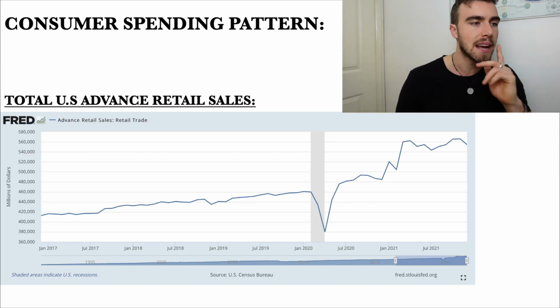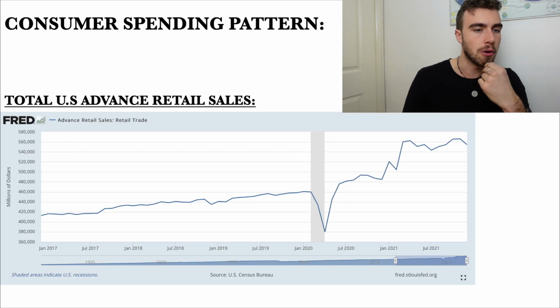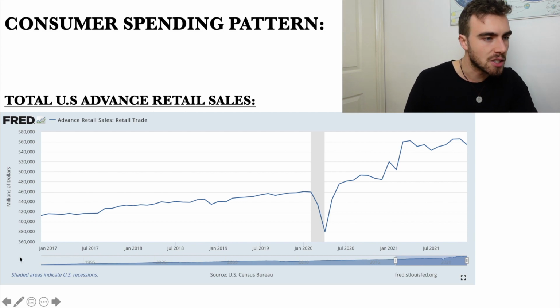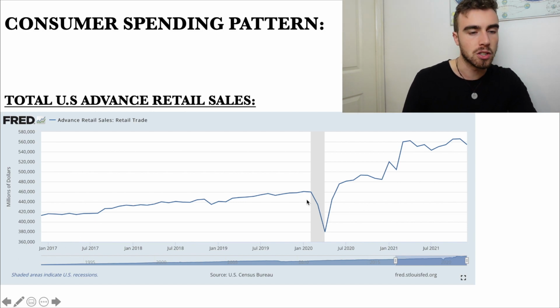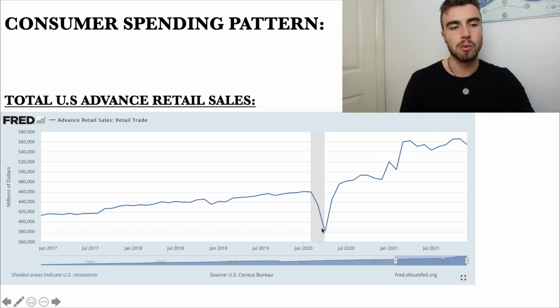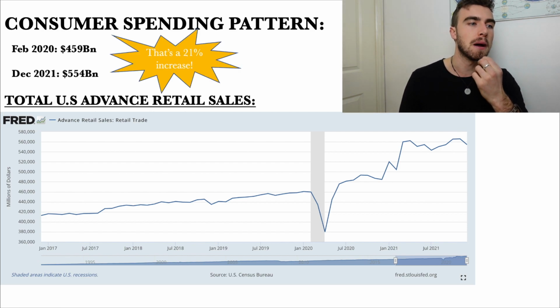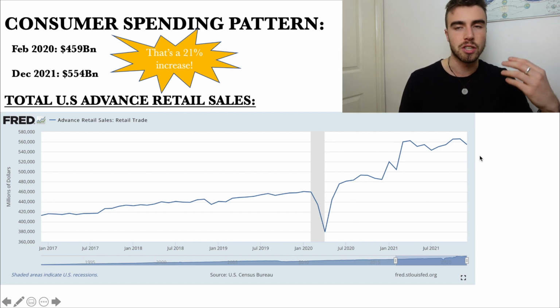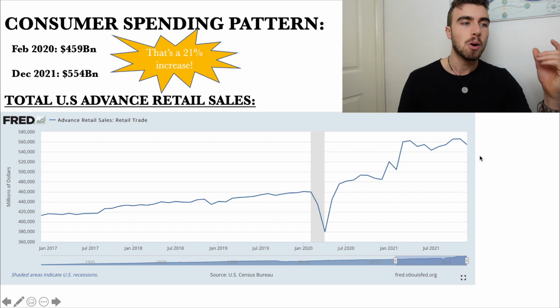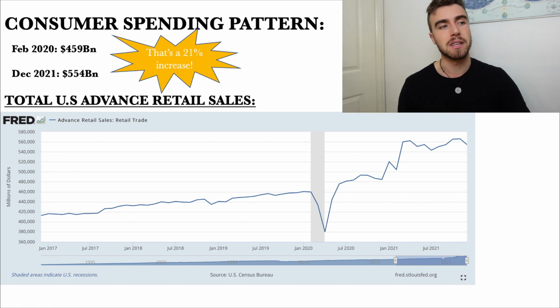And if we take a look at the next chart, this is from the US Census Bureau, we're looking at advanced retail sales. Again, we saw a dip in the initial pandemic, stimulus checks came in, and then retail sales came up, and they've been climbing and climbing ever since. If we calculate from Feb 2020 at 460 billion, and then December 2021 at just over 550 billion, we see a 21% increase in retail sales in less than 2 years, caused by mainly stimulus money.